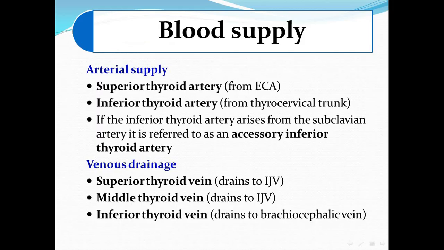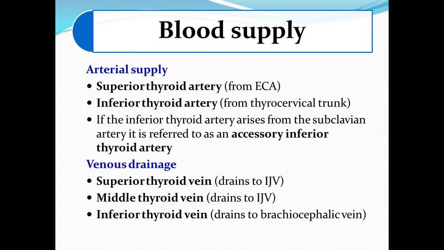The blood supply to the thyroid, we already talked about some of them when we talked about the blood supply to the face and neck. So it has the superior thyroid and inferior thyroid arteries. The superior thyroid branches from the external carotid artery, and the inferior thyroid originates from the thyrocervical trunk, which is originating from the subclavian. Sometimes the inferior thyroid artery arises from the subclavian artery directly. So this is called an accessory inferior thyroid artery.